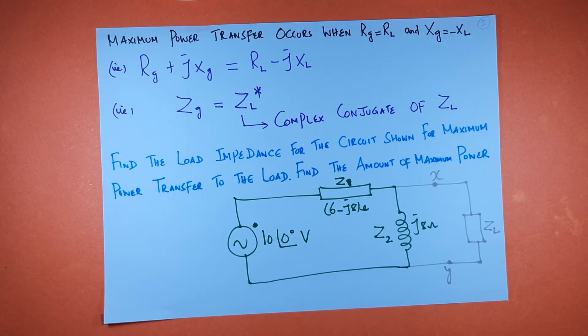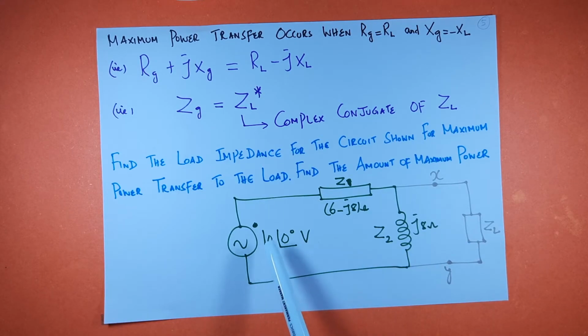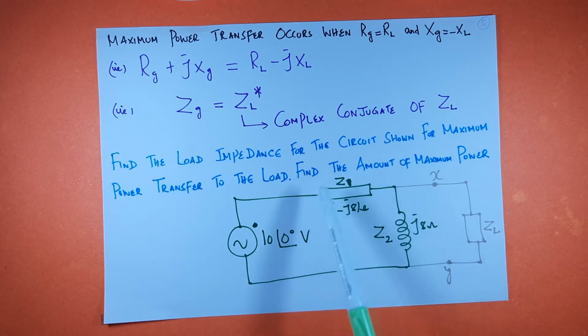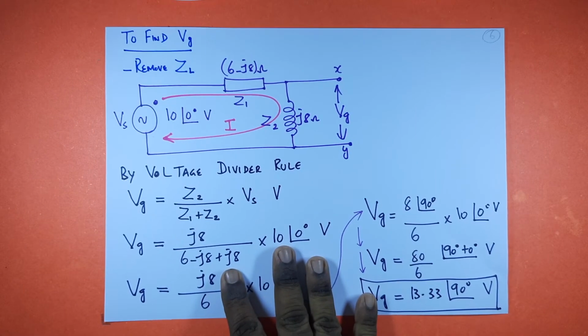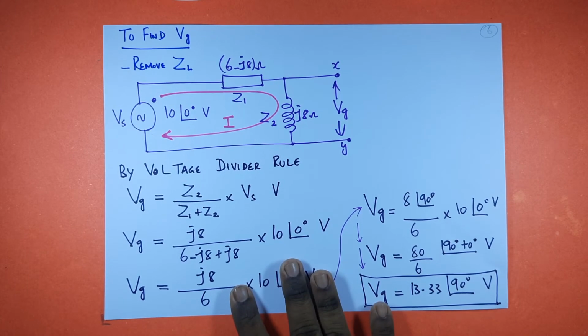Next we shall illustrate one example. So this is a circuit given. Find the load impedance for the circuit shown for maximum power transfer to the load. So when maximum power transfer occurs from source to the load, what will be the load impedance value? Also find the amount of maximum power. Okay. So here we have to find out Vg and then VL. So first we shall find Vg.